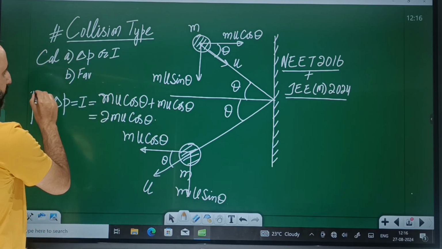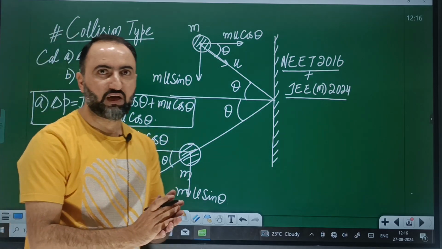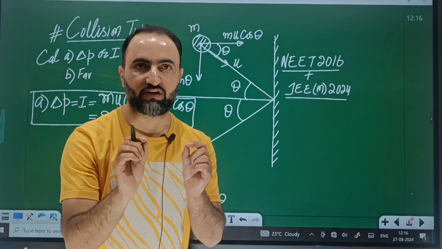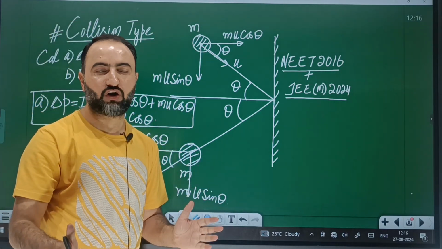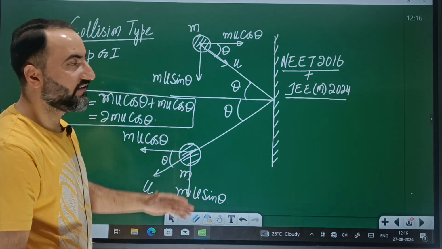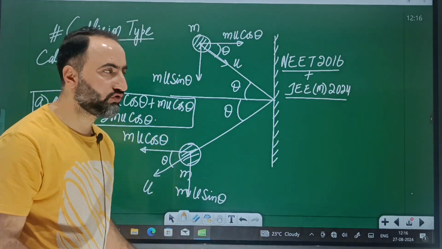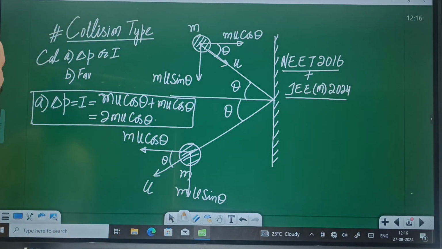So this is the answer to this problem, twice mu cos theta. With no time you can do it. Okay beta, I'll explain the logic again. What is the trick? It is simply like this: u sin theta and u sin theta, they are in the same direction, or mu sin theta. When you subtract the momenta, this and this are going to cancel. This and this are going to subtract. This and this, they are opposite, so they will add. So it will be equal to twice mu cos theta.